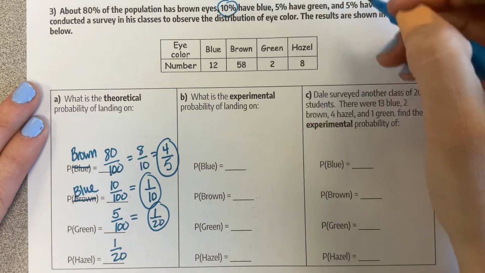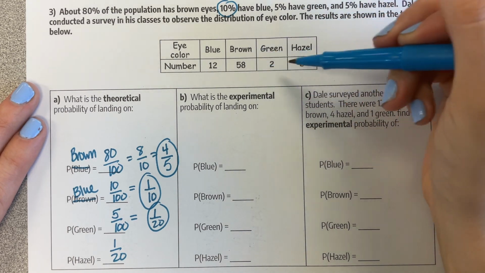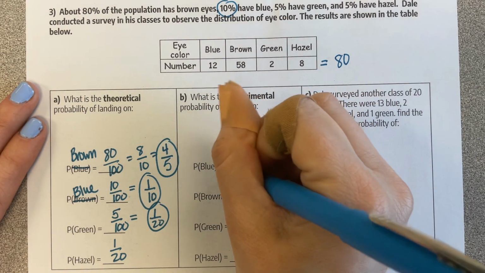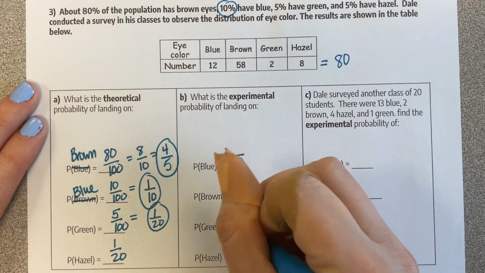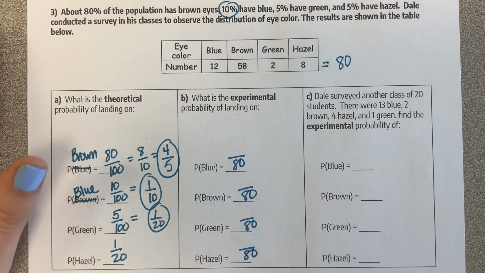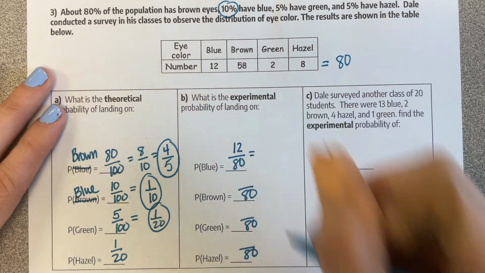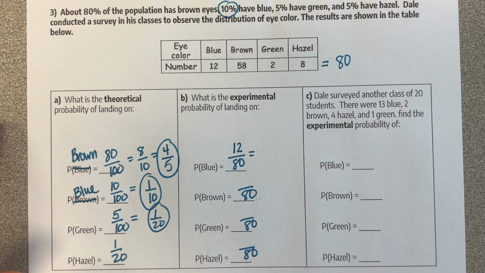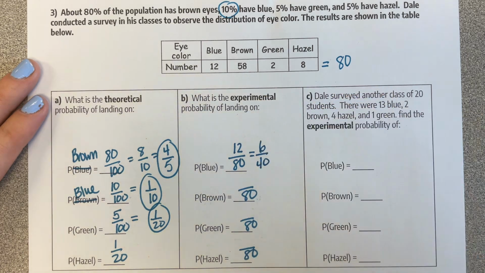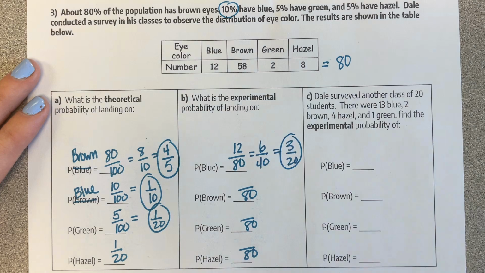Experimentally, it doesn't tell us the total in the paragraph up there, so I'm just going to add 12, 58, 2, and 8. That gives me a total of 80. So my denominator in these should be 80. For blue, it says 12, so 12 out of 80. Again, if I know right away that these divide by 4, great. If not, they're even, so I divide by 2 to get 6 over 40. But those divide by 2 again to get 3 over 20.